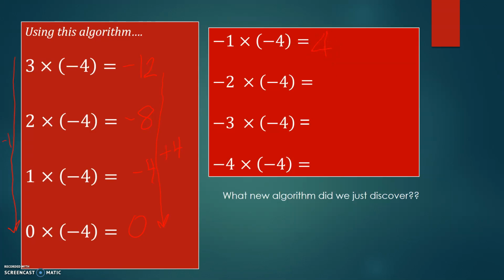Negative 2 times negative 4 should be 8. Negative 3 times negative 4, that's positive 12 because we're continuing to increase by 4. And then finally, negative 4 times negative 4 would be 16. Once again, we are increasing by 4 as our first value decreases by 1. So now we notice in this second red box, if we multiply a negative number times another negative number, our product is a positive one.